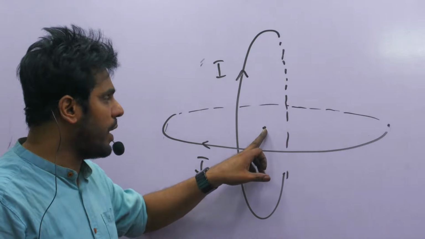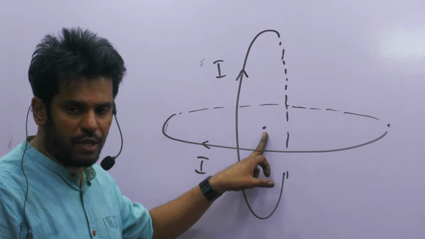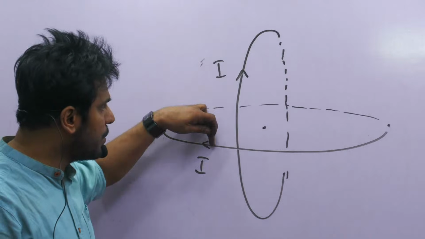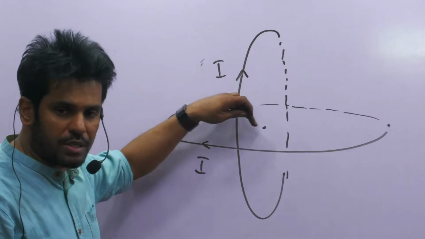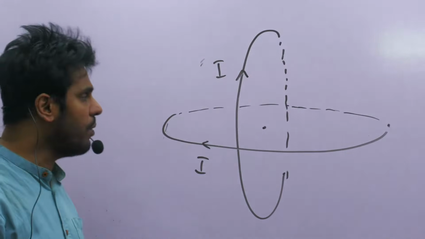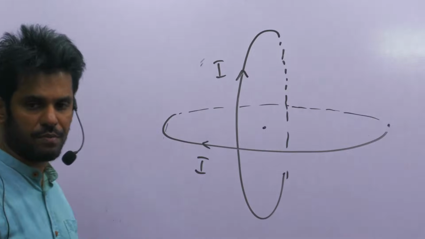Now we are going to find the direction of magnetic field here. Assume these are two perpendicular concentric loops. Now everyone draw this one first.